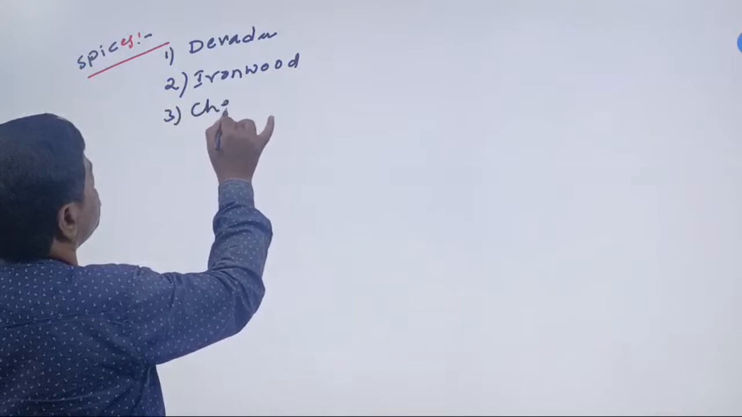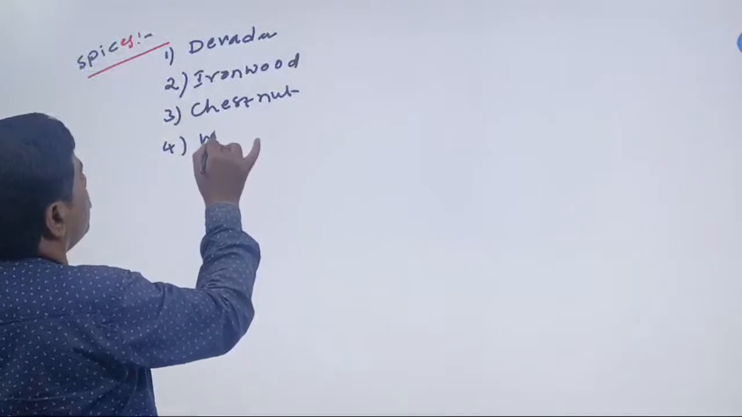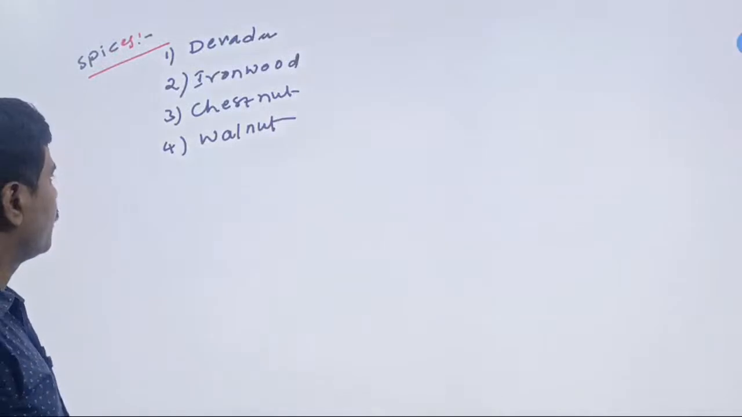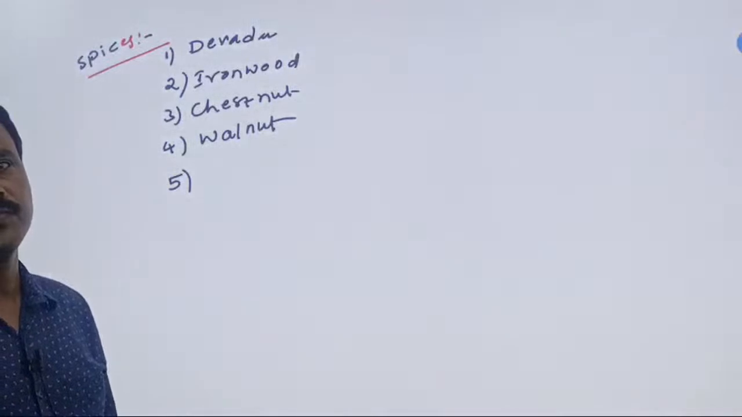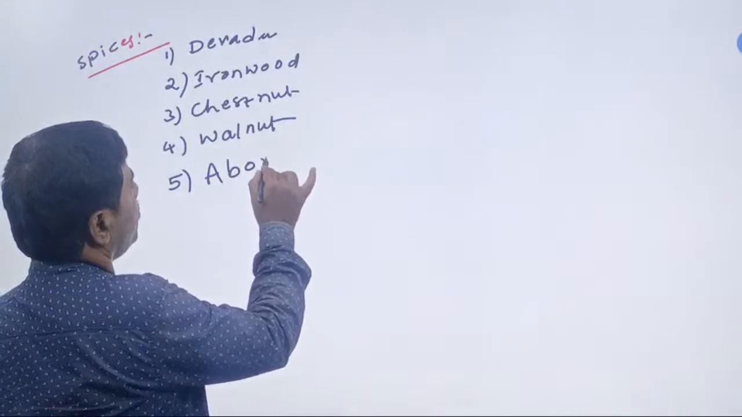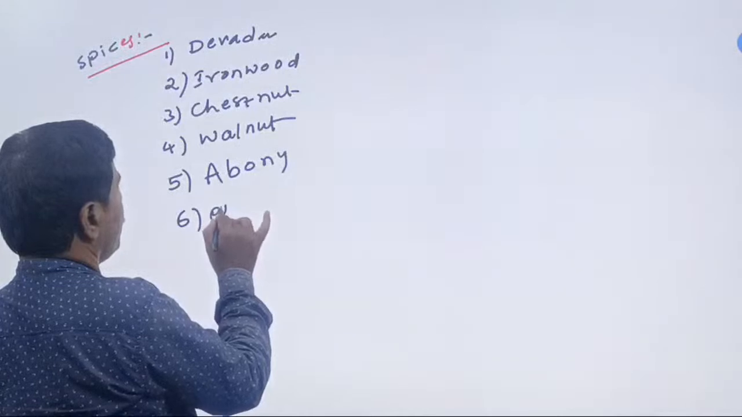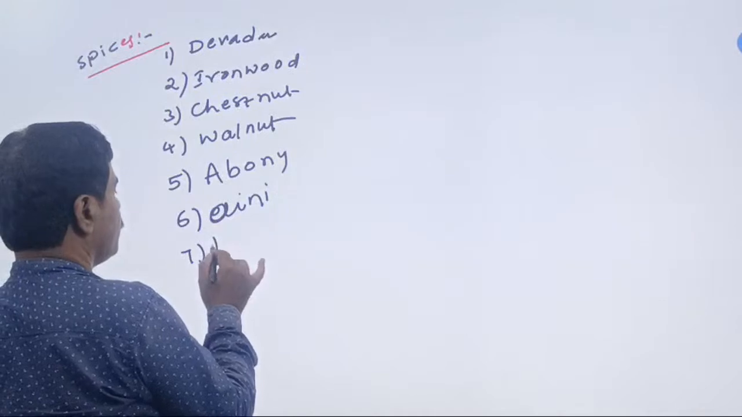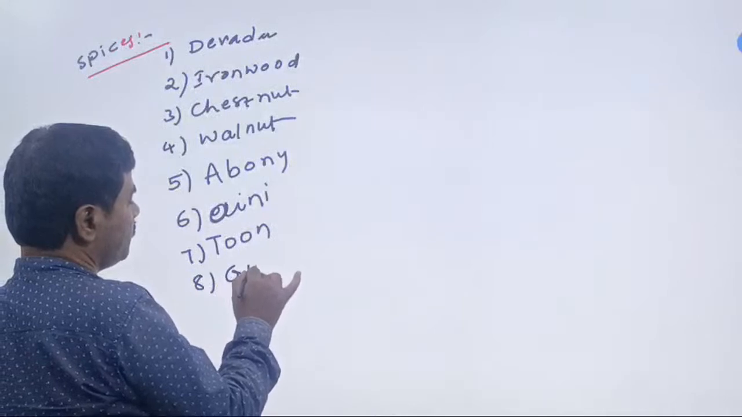Third, chestnut. Fourth one, walnut. Fifth one, ebony. Amy, Toon, Guruzan.